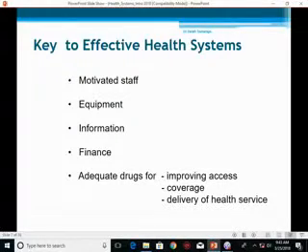Then finances, and most importantly, out of the resources, especially the drugs, adequate drugs for improving the access, coverage, and delivery. All of these, motivated staff, equipment, information, finance, and adequate drugs, are mainly for improving the access so that people can easily get these services, and it covers the whole population, the coverage and the delivery of health services.